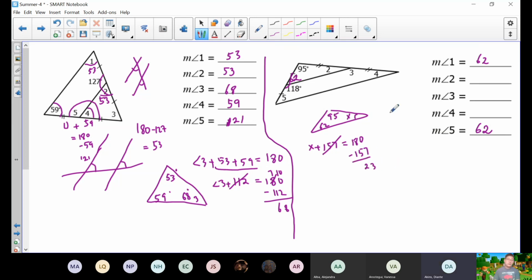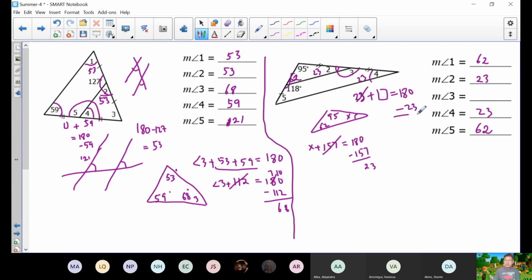X is 23. This is 23. Then this is also corresponding with this one, right? This is 23, so angle 2 is 23. Angle 4 is also 23. Angle 3, you can get it because it makes together 180. You have 23 plus what makes 180?